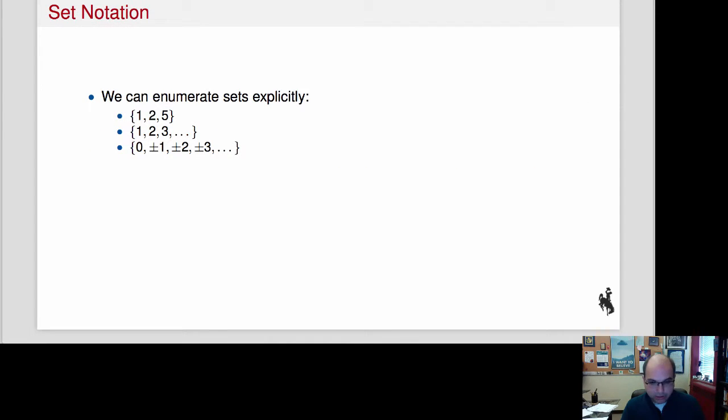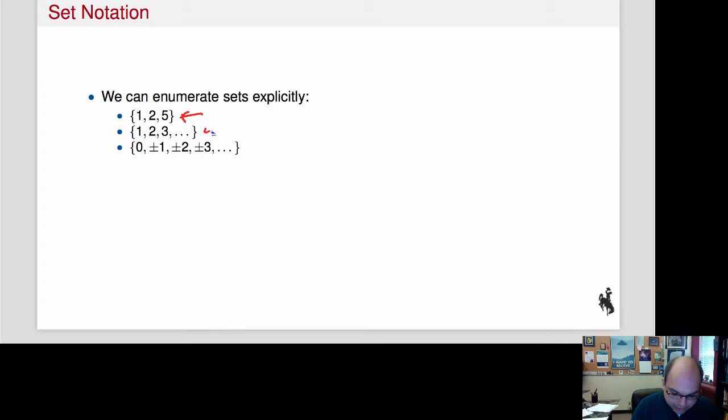Okay, so here are some notations that we have for sets, okay? So this set here, 1, 2, and 5, we're actually listing the elements explicitly. So the elements of this set are 1, 2, and 5.